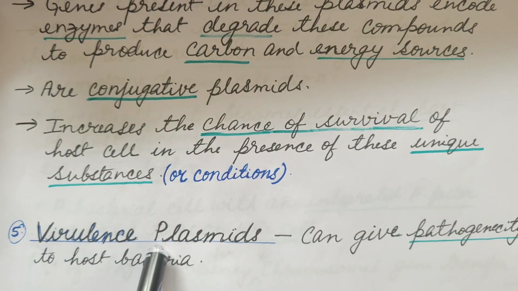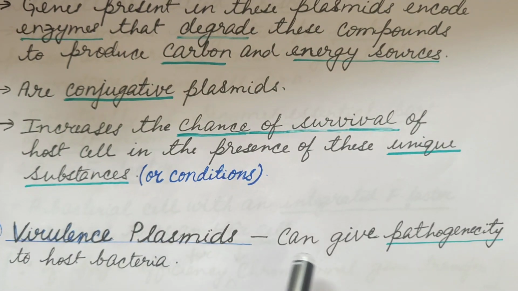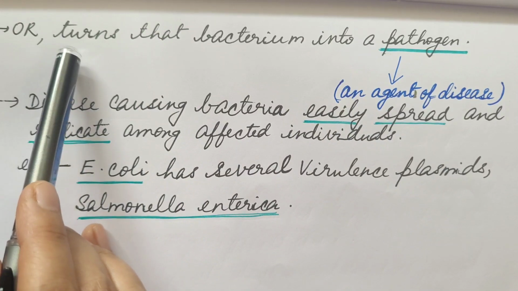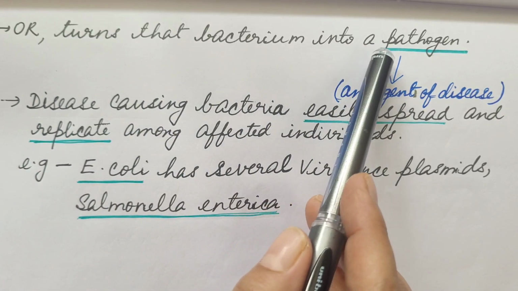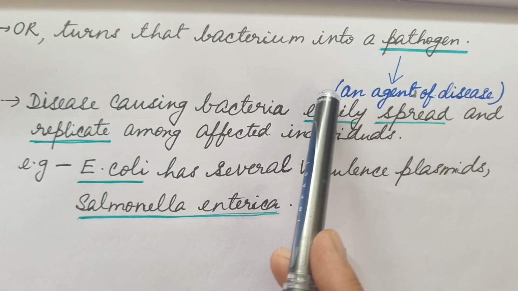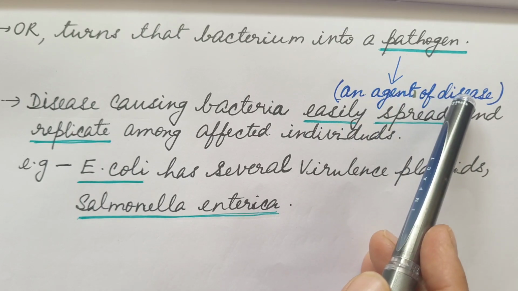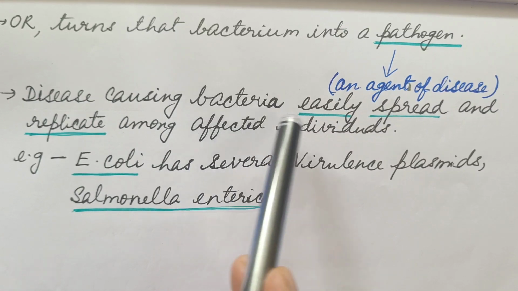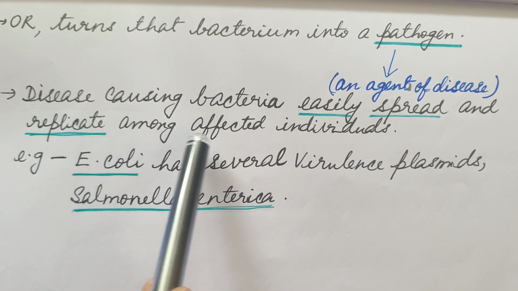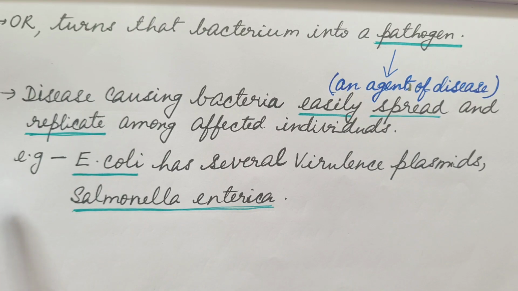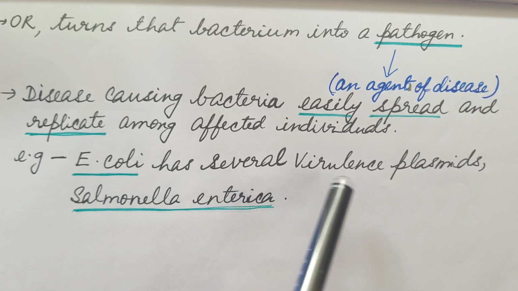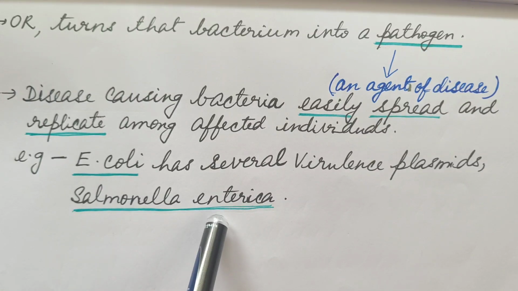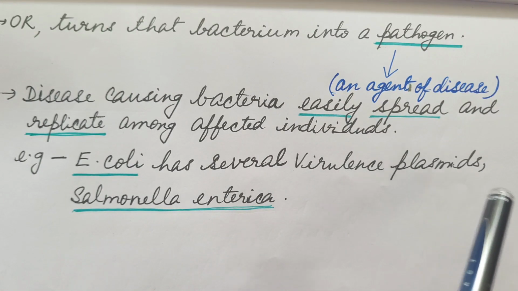Now fifth is virulence plasmids. Virulence plasmids can give pathogenicity to host bacteria, or in other words, turn that bacterium into a pathogen. What are pathogens? Pathogens are agents of disease or disease causing agents. Disease causing bacteria easily spread and replicate among affected individuals. Example, E. coli has several virulence plasmids. Similarly, Salmonella enterica also has virulence plasmids.